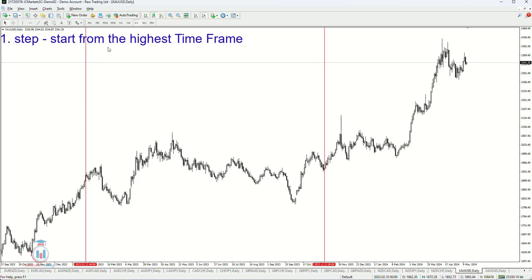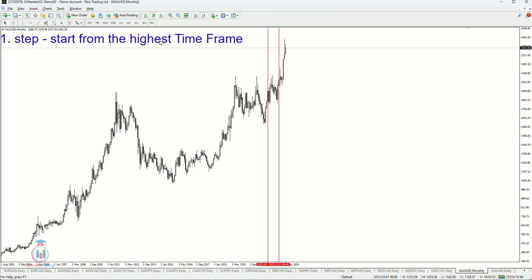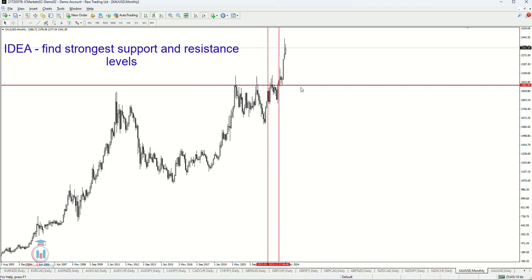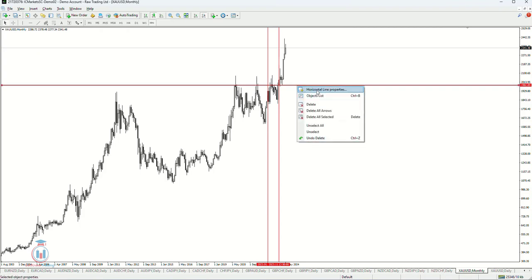The first step is always to go from the highest time frame to the lowest. So in this case it is the monthly time frame where we'll start putting horizontal support and resistance lines. The idea here is to see where the higher support and resistance lines for the price are on the chart. That means higher time frames have a higher impact on the price when the price comes to a certain price level. In this case, I will also use a horizontal line with several properties.